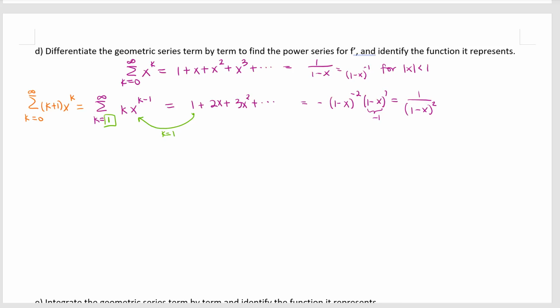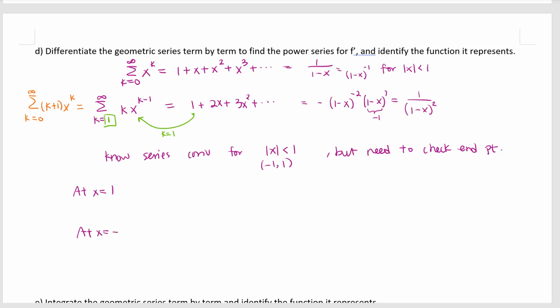Okay. So that's how we find the function and we find the power series. We guarantee that the series converges for absolute value of x less than 1, but we still need to check the endpoints, because we only guarantee convergence for the interior points. The endpoints are exactly minus 1 and 1. So let's check the endpoints, at x equals 1 and at x equals minus 1.